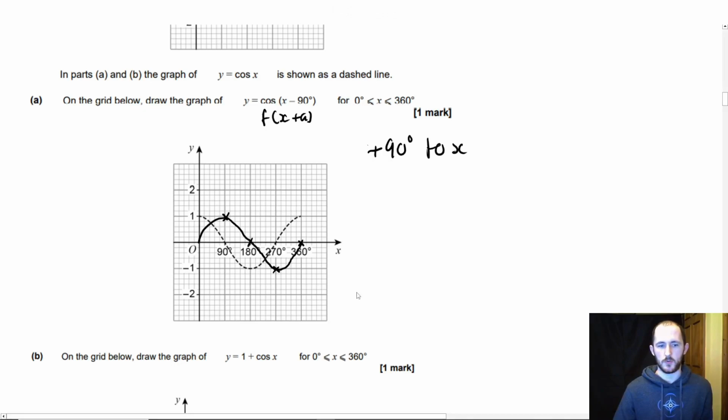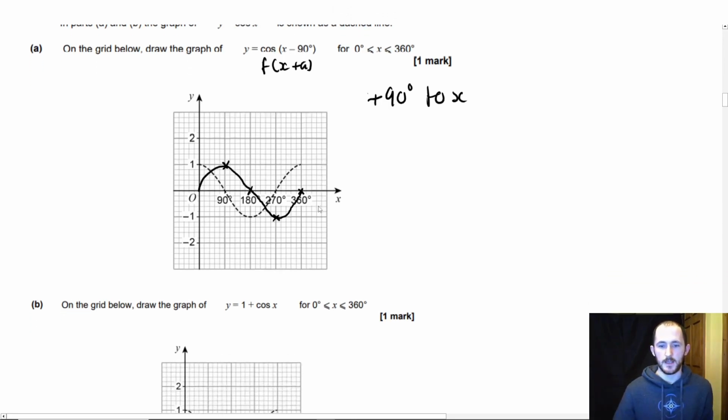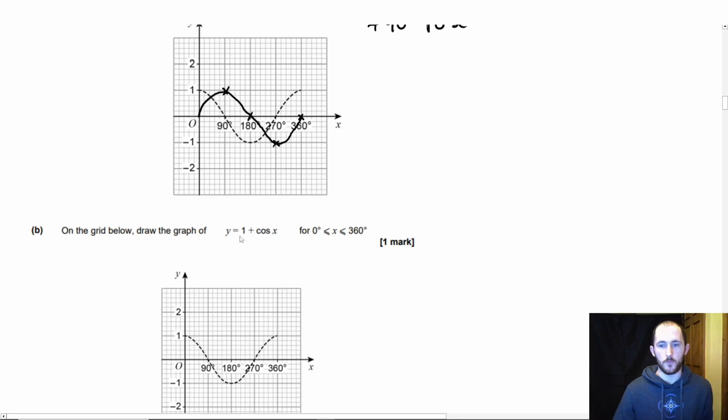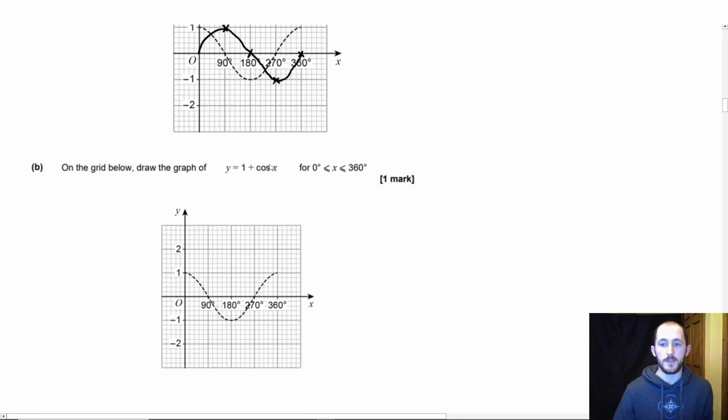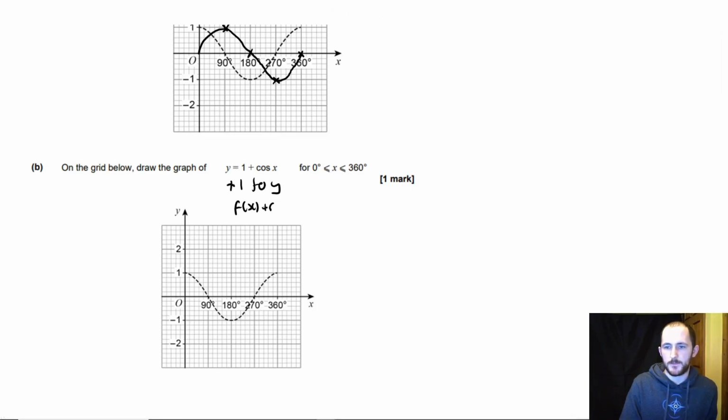Any questions at all? Great. So again, inside the bracket, do the opposite and affect x. So the next one is draw the graph of 1 plus cos x. Well, this is obviously not inside the bracket, right? So it's going to be adding 1 to y, because this is actually just f of x plus a.